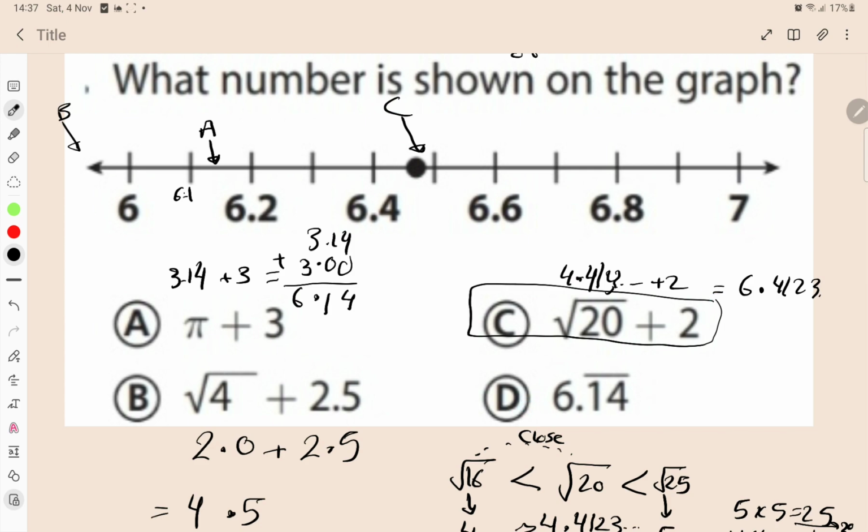What about the last one? 6.14 repeating, 6.14, 14, 14, and so on. Actually it is less than 6.2, so it is D, before 6.2, because 6.14 is less than 6.2.